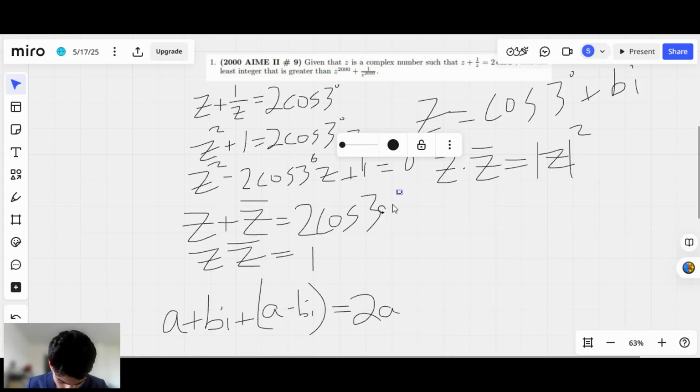So that must mean that the magnitude of z squared is equal to 1. Obviously, that means that the magnitude of z, since it's always a positive number, is equal to 1. Now, this is big because that means that it must always lie on the unit circle.